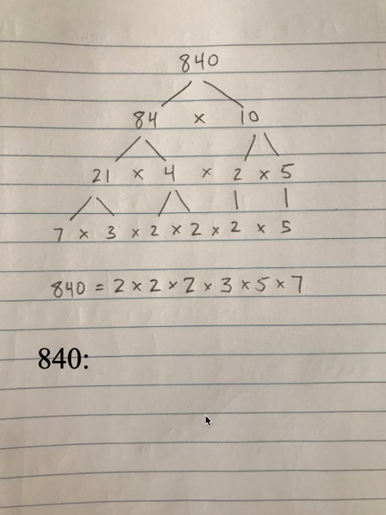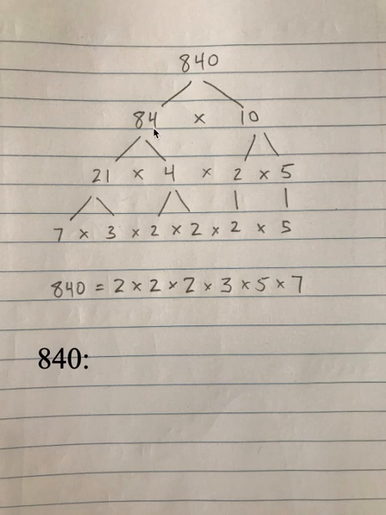So we're going to take a look at the prime factorization and a factor tree for 840, and then we're going to derive from that all of the factors of 840. So first let's take a look at the factor tree. We start with 840 and we break it into any two factors that make 840. So I just chose 84 times 10.